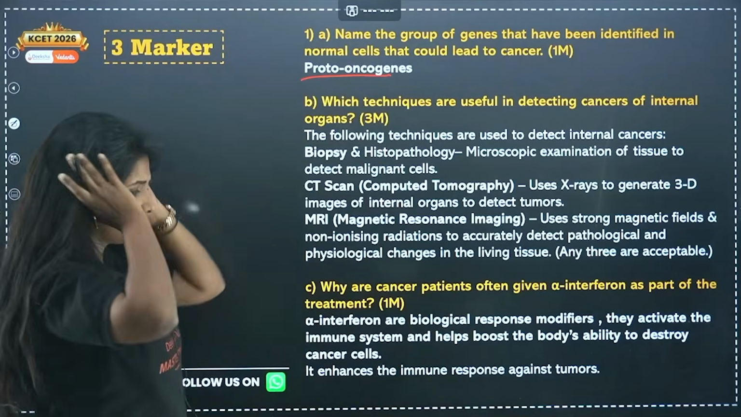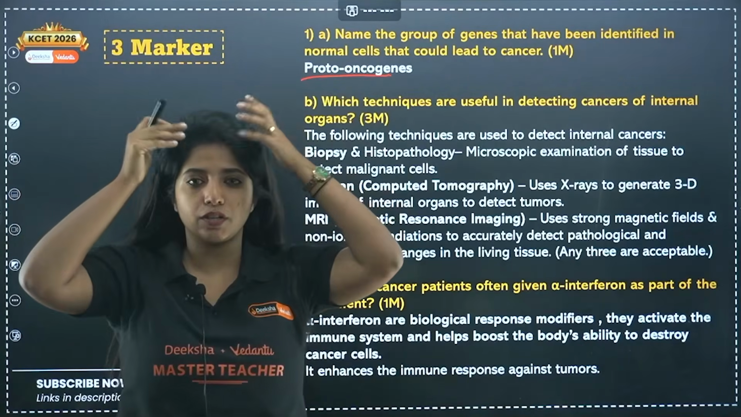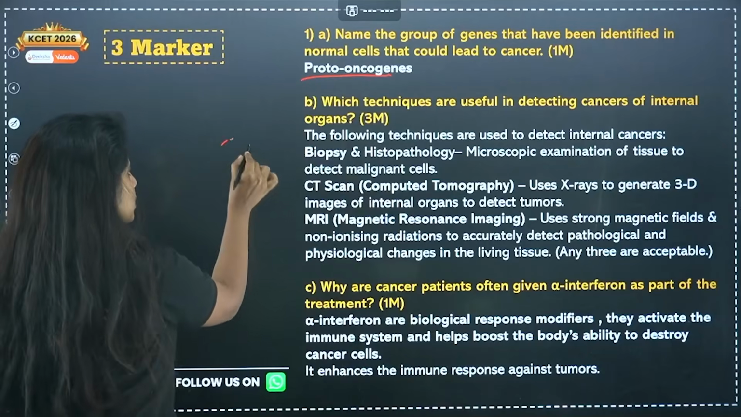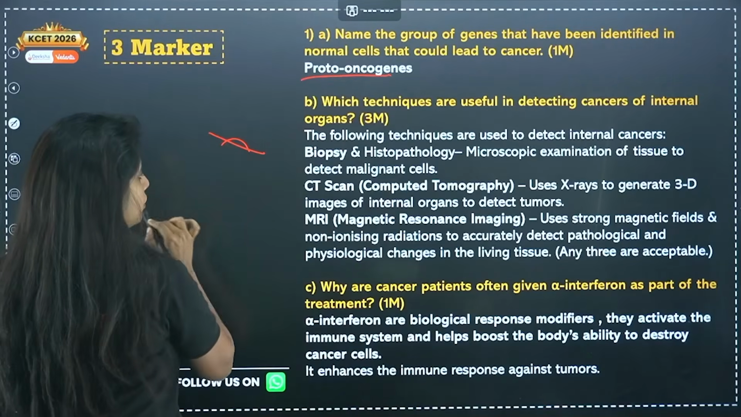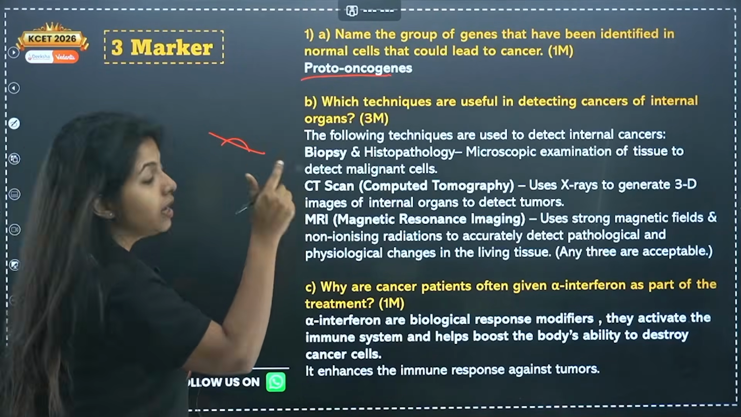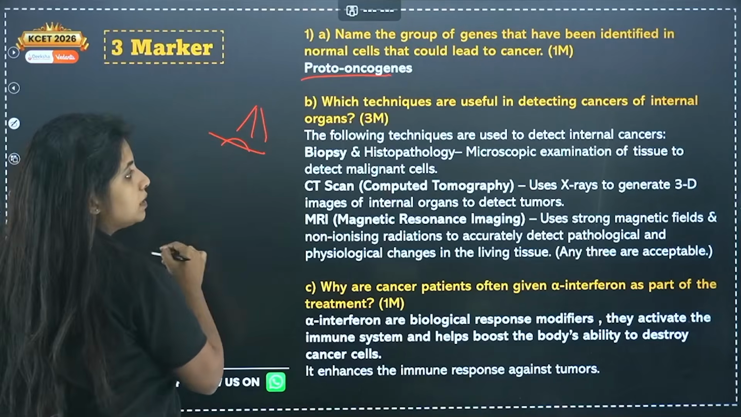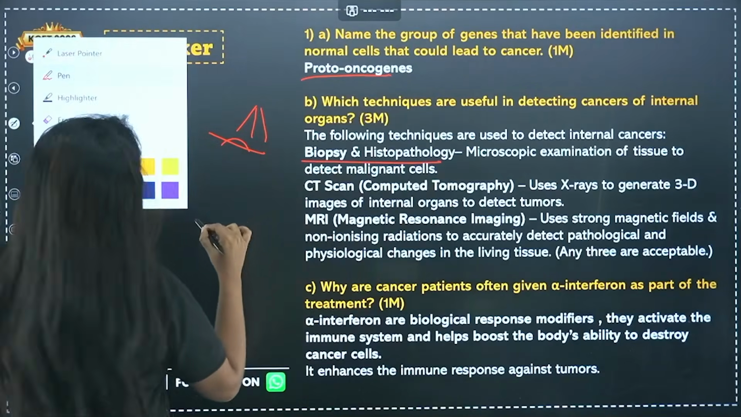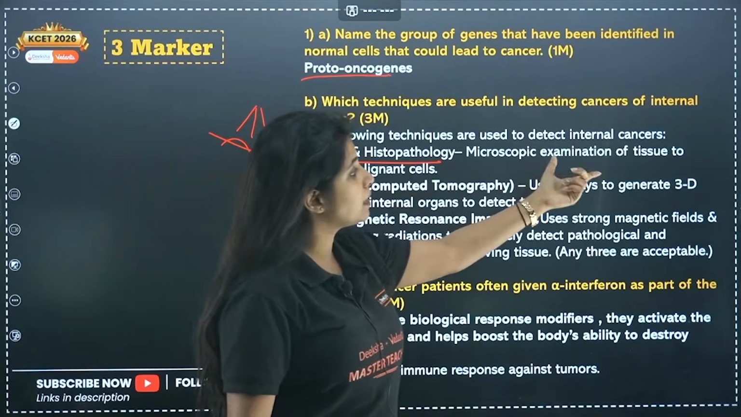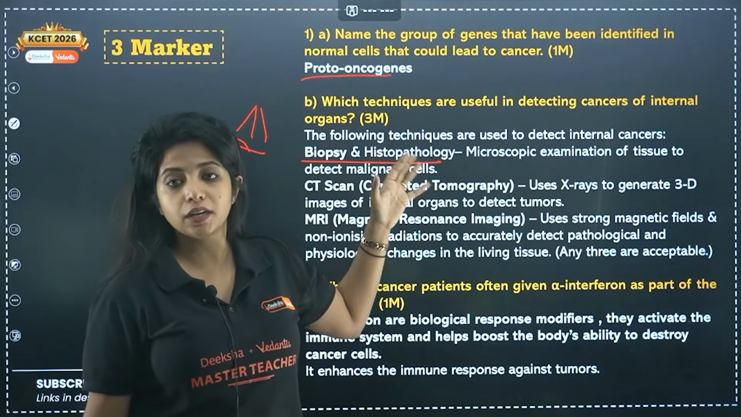First of all, you have biopsy and histopathology. That means suppose you have a growth inside your body. You cut some part of it. You call this biopsy. Now when you put it under testing, you call this histopathology. So biopsy and histopathology is microscopic examination of tissue to detect malignant forms of cancer.